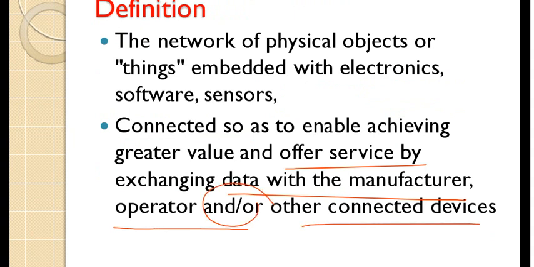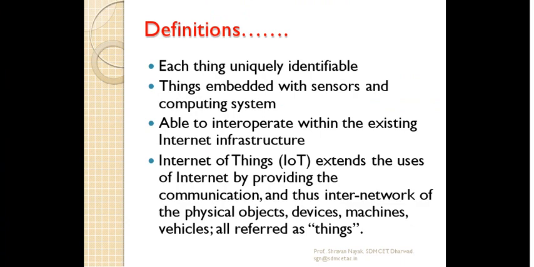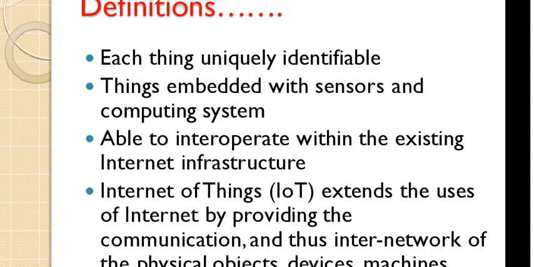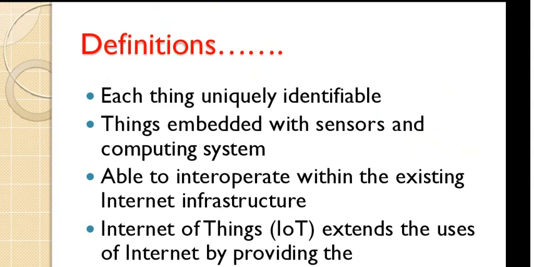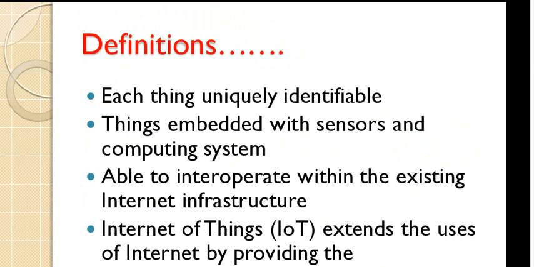Let us very precisely look into all these things as and when we come across these things in our subsequent discussions. Okay, so this is one definition. That is not the definition, this is only one of the definitions, right? So now let us look into one more definition here. As you can see, each thing is uniquely identifiable. This is a very important point. Each thing is uniquely identifiable. Things embedded with sensors and computing system, able to interoperate within the existing internet infrastructure.